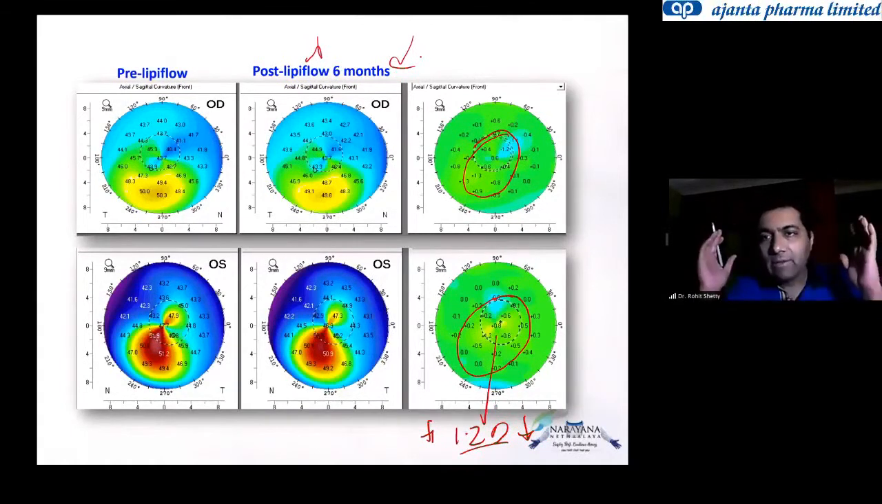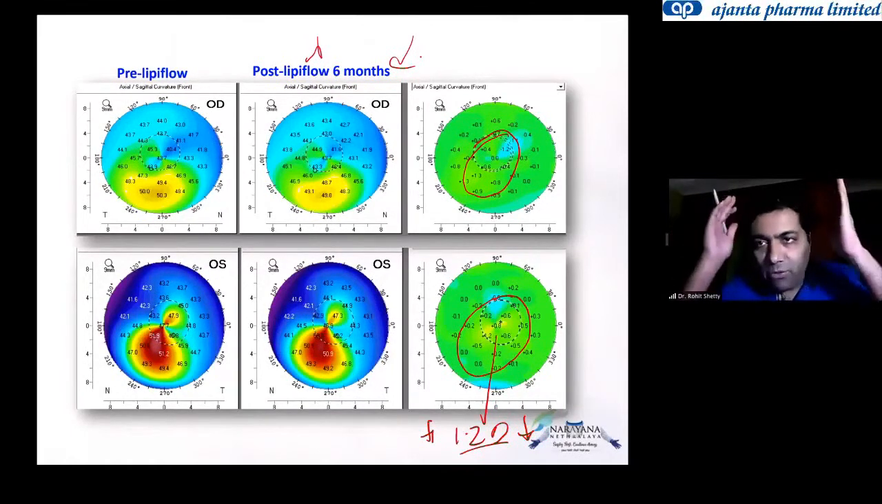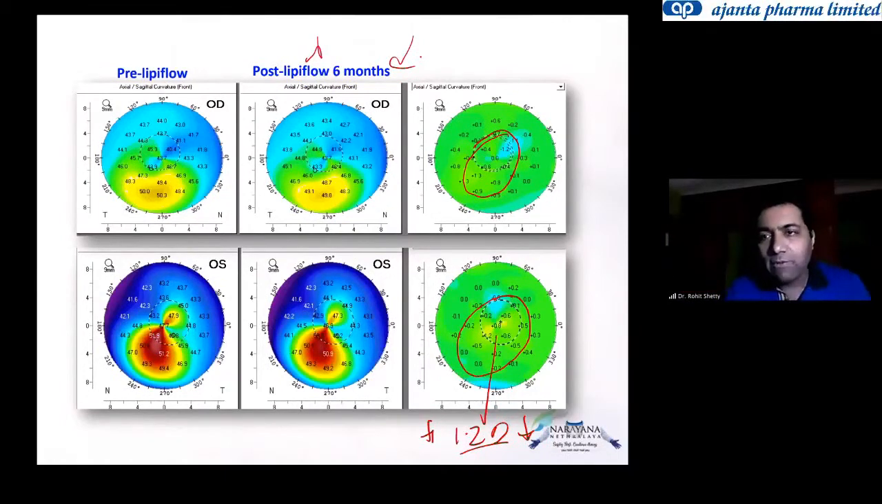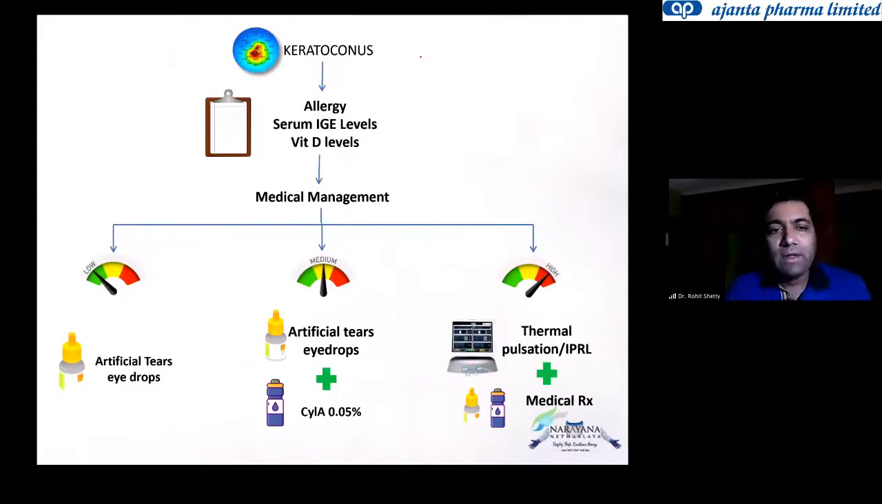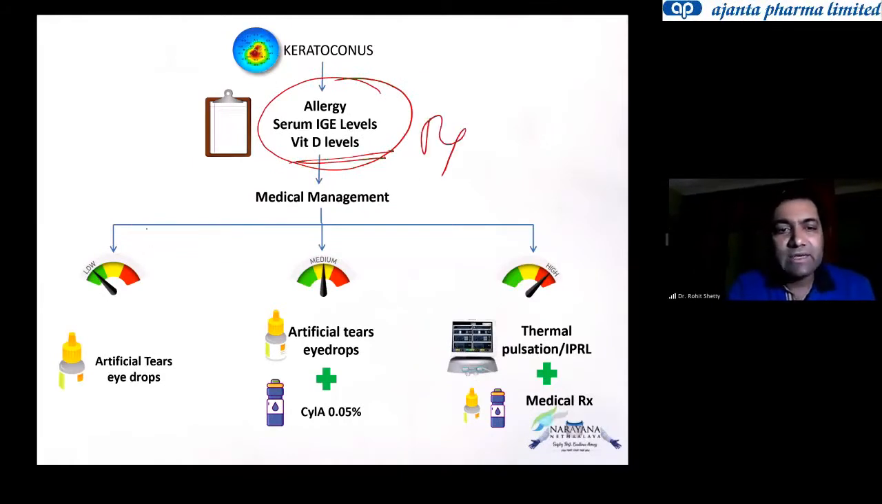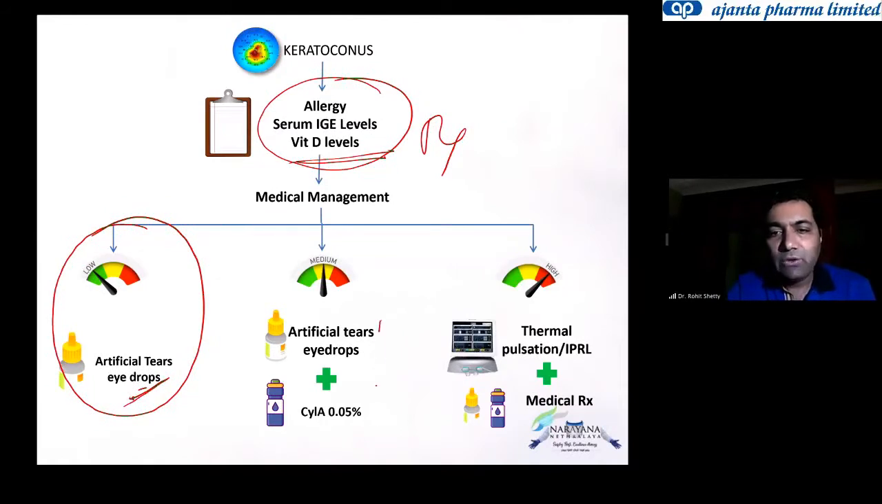So don't just use it in a box, that okay, if it's only dry eye, I'm going to use it. Think out of the box. I think COVID is the time where all of us have to think out of the box. And this is what I do: when there is a severe allergy, vitamin D, treat this. If it's a low allergy, just artificial tears. If there's a medium KC, then you can combine with artificial tears.